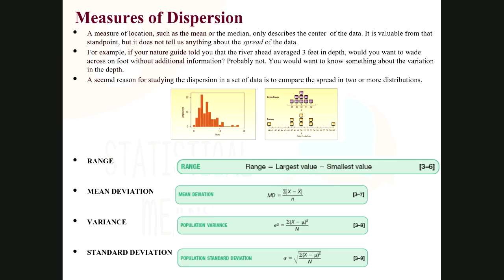So just a quick review there. Measures of dispersion. The location, such as the mean or the median, only describes the center of the data, and it's valuable from that standpoint, but it does not tell you everything about the spread of the data. That becomes also important. So for example, if your nature guide told you that the river ahead averaged 3 feet in depth, would you want to wade across on foot without additional information? Probably not. You'd want to know something about the variation in the depth. And a second reason for studying the dispersion in a set of data is to compare the spread in 2 or more distributions.